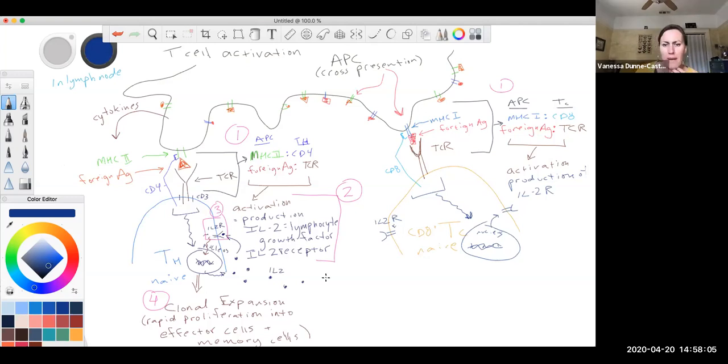Interleukin-2 receptor then can bind any interleukin-2 that has been made from neighboring naive activated T helper cells. So here's IL-2 from activated TH cell. And so now we can have this interleukin-2 receptor bound by interleukin-2, and this leads to another signal event, which then leads to clonal expansion.